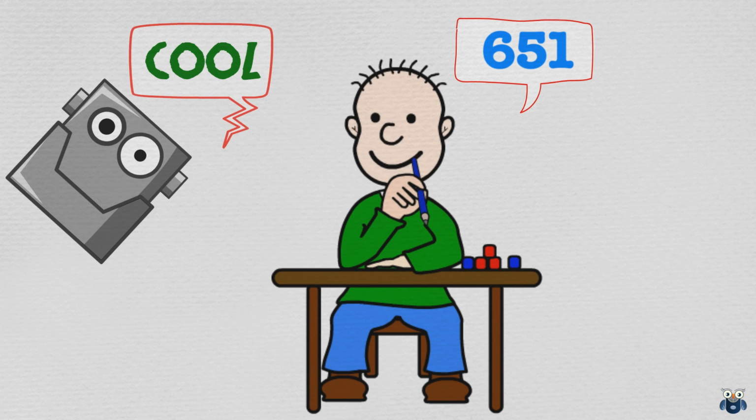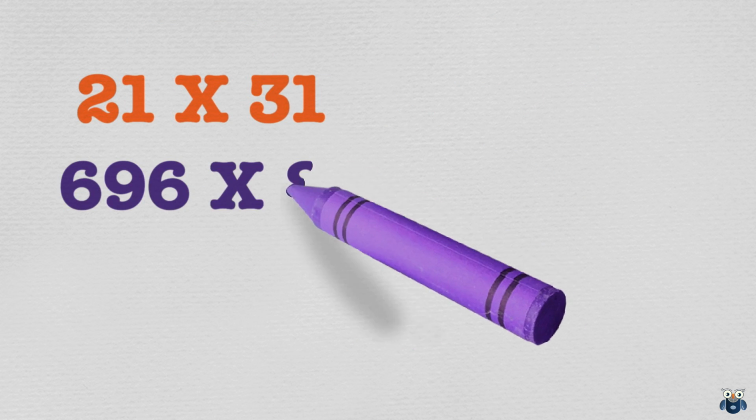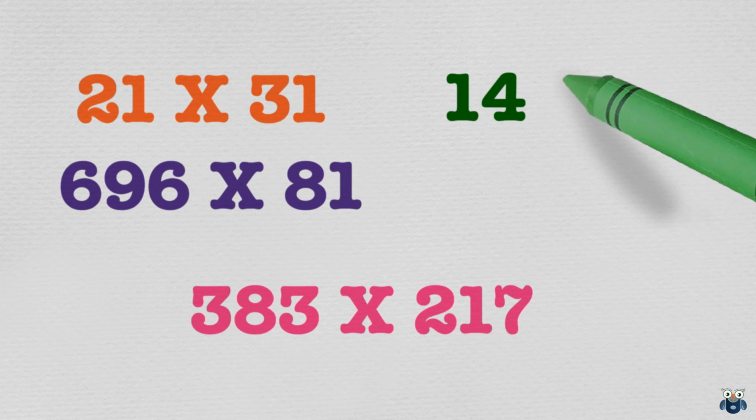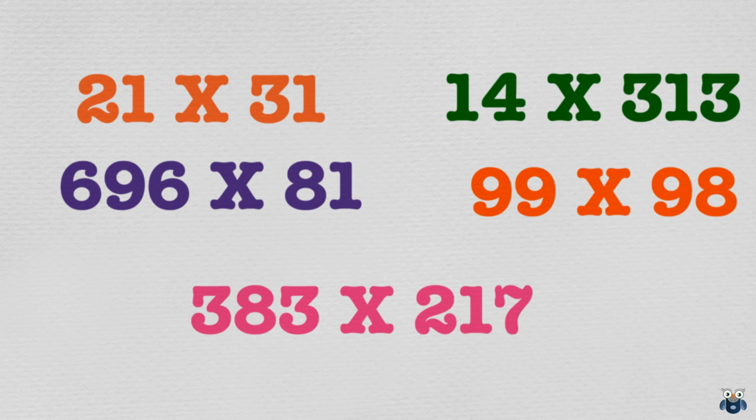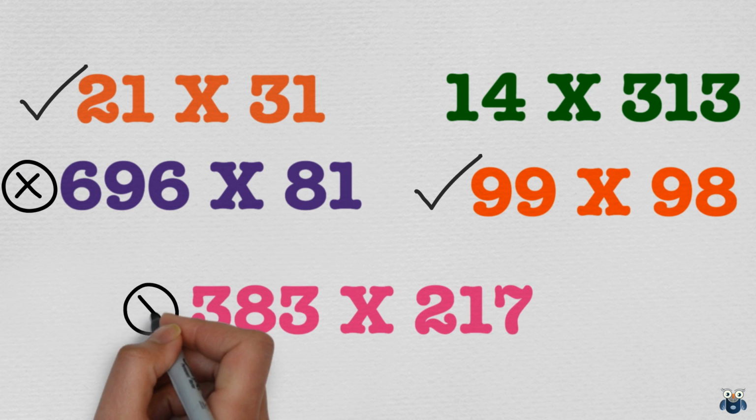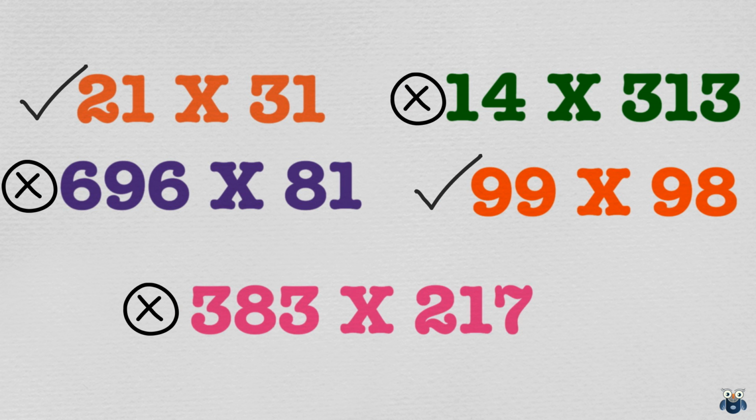But before we proceed, let's quickly see where this trick works and where it doesn't. So here are a few examples. Now, these are valid cases where our method would apply. They are valid because both numbers are two-digit numbers. In all the other invalid cases, one or both numbers are not two-digit numbers.